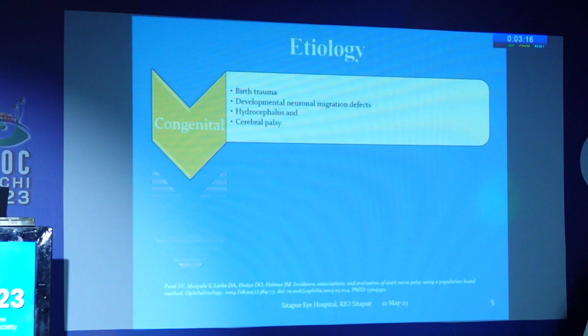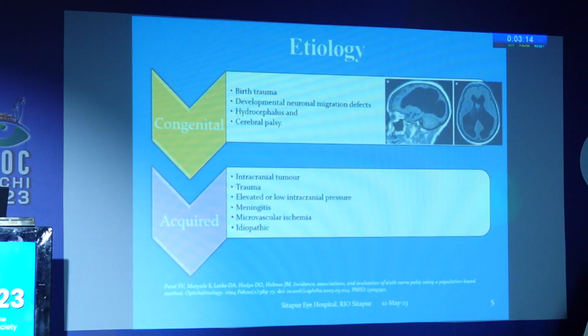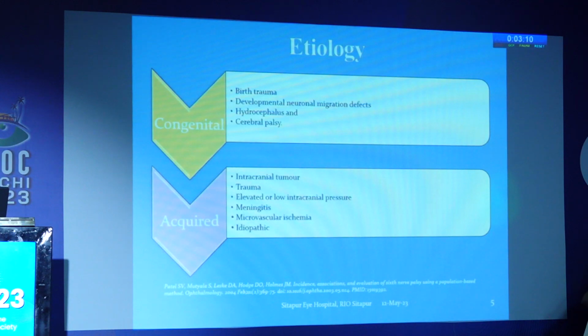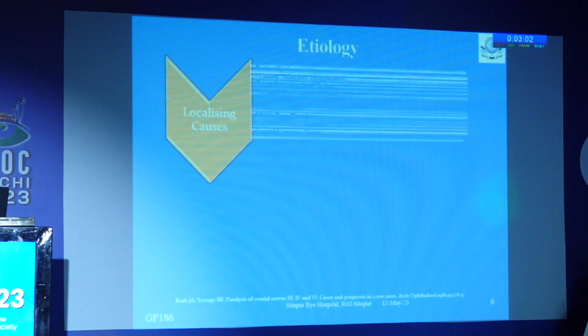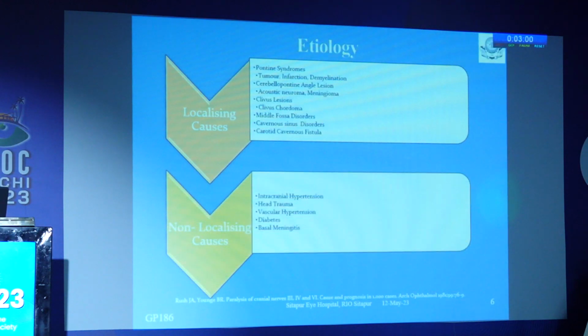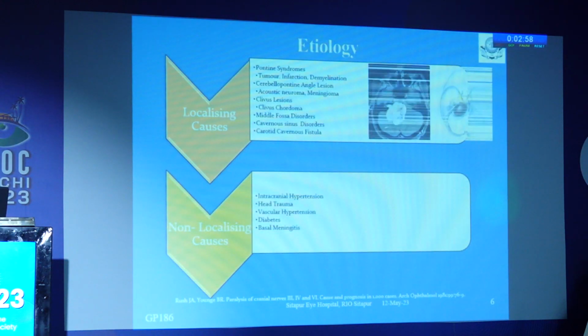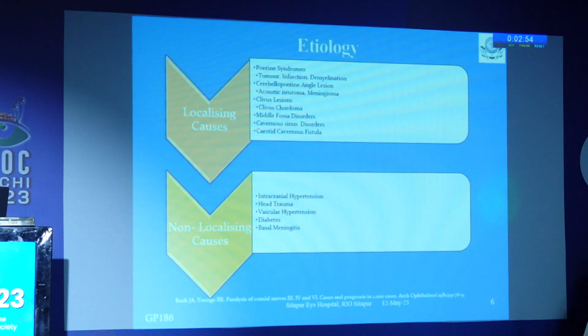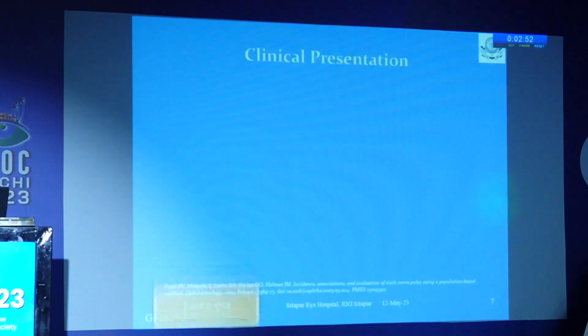Now coming to the etiology, it can be divided into congenital, such as developmental neuronal migration defects, hydrocephalus and cerebral palsy, as well as acquired, which consists of intracranial tumors, trauma, elevated intracranial pressure, or meningitis. The etiology can also be divided into localizing causes, such as pontine lesions and suprapontine lesions like acoustic neuroma, and non-localizing causes, such as microangiopathies and intracranial hypertension.